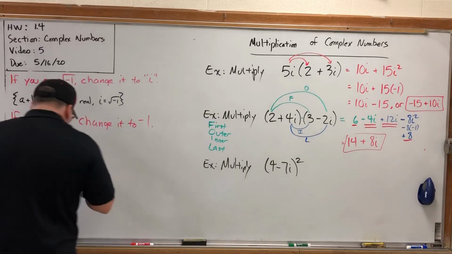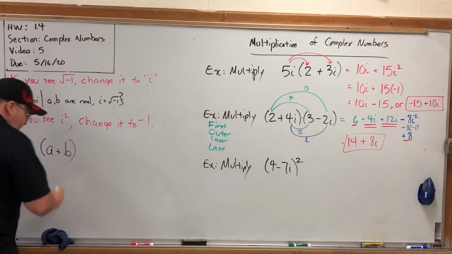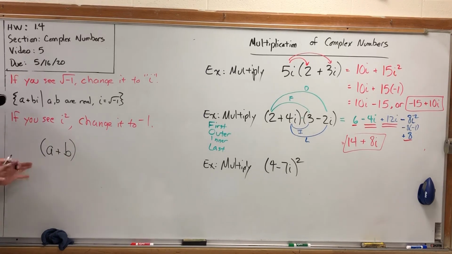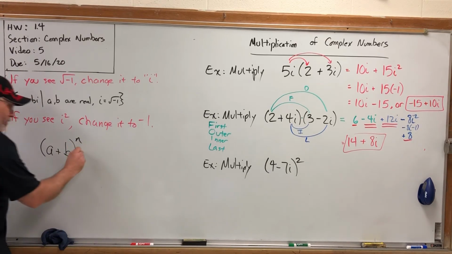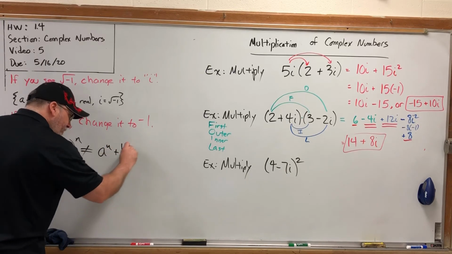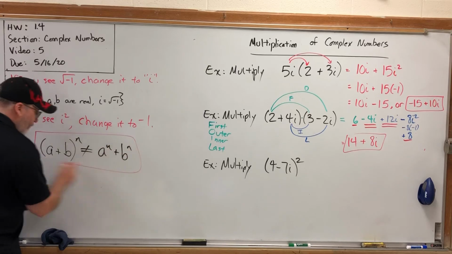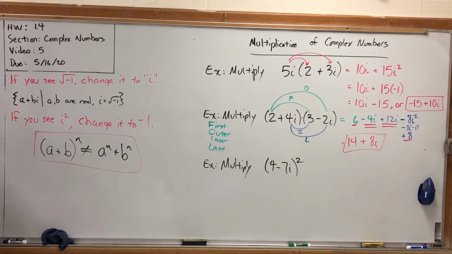There's no distributive property rule that says if you have a binomial, we'll call it a plus b, just to represent a generic binomial, not necessarily a complex number, and you raise it to a power, you can distribute the power to each half. In fact, you need to break yourself of this habit real fast. There are distributive properties, but this is not one of them.